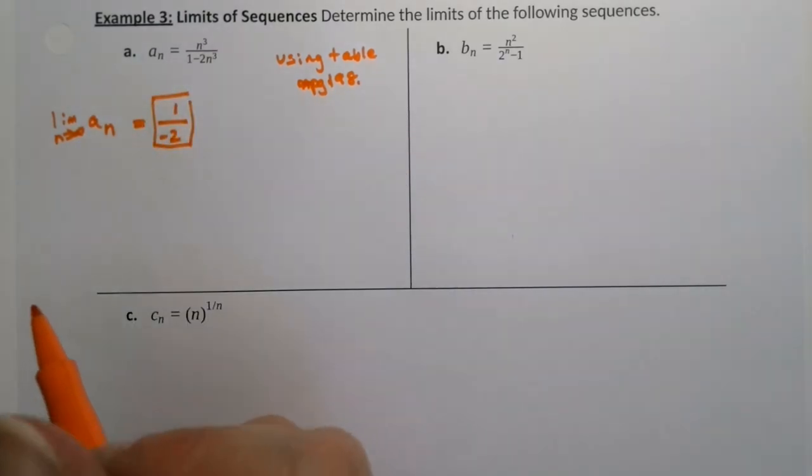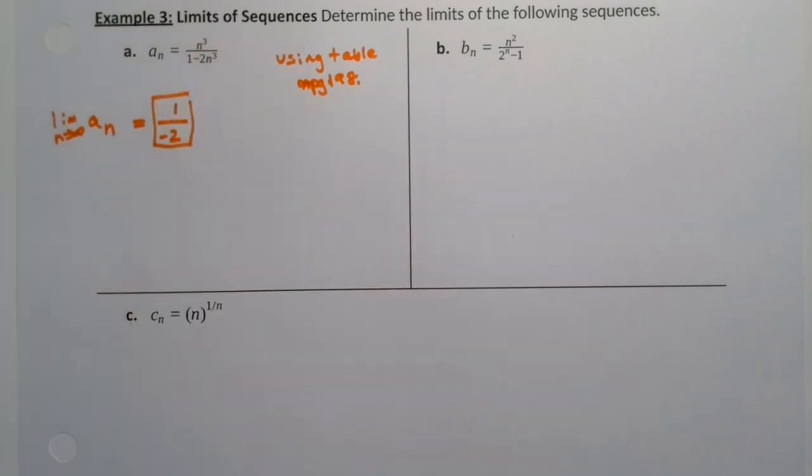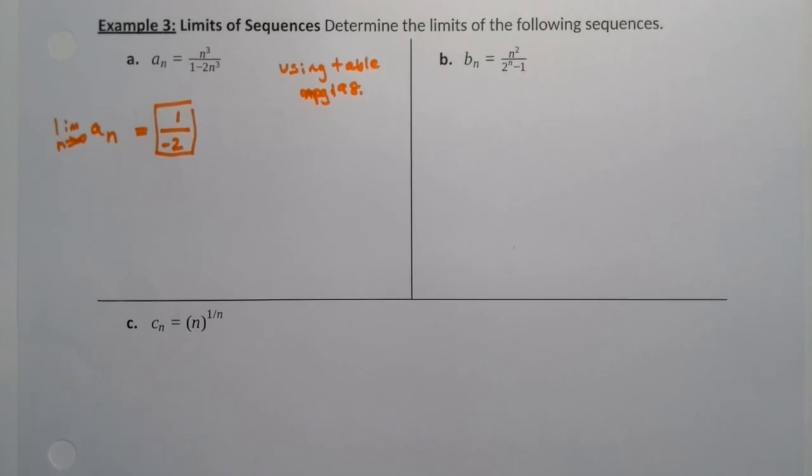Now, if you want to do it with L'Hopital's rule, you can. You would just take multiple derivatives. It would take you a few steps to get there. They're not hard, right? All right, now what about the next one?